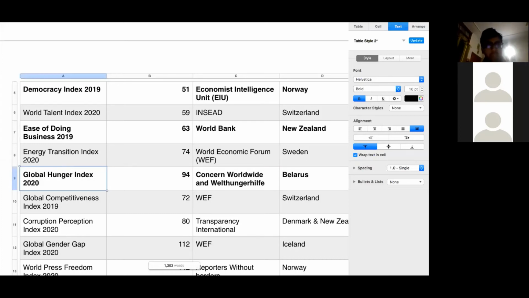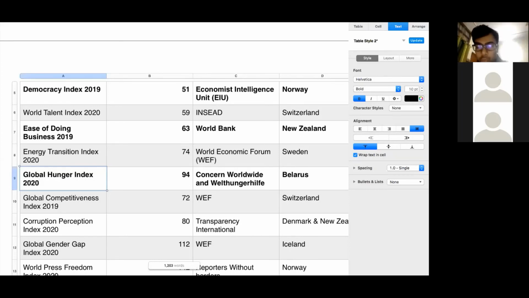So hunger even today, sustained hunger or chronic hunger. Chronic hunger means that when a person goes hungry for a significant period in a week or in a month and they are not able to have proper meals in a day. So a significant percentage of India's population still suffers from chronic hunger or malnourishment, which is a very serious concern. So these are the organizations that publish it, and Belarus was ranked the highest.